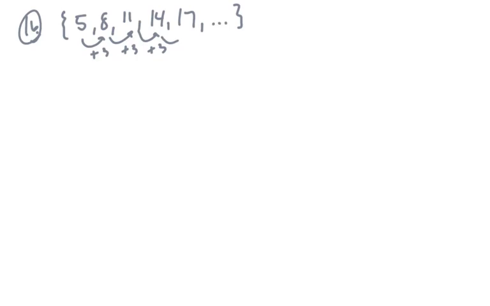Let's look at number 16. It says 5, 8, 11, 14, 17, and so on. The reason I picked this one is because if you look, to get from here to here, we add 3. And to get from here to here, we add 3. And we add 3. And we add 3. It's called a common difference. This is an arithmetic sequence.